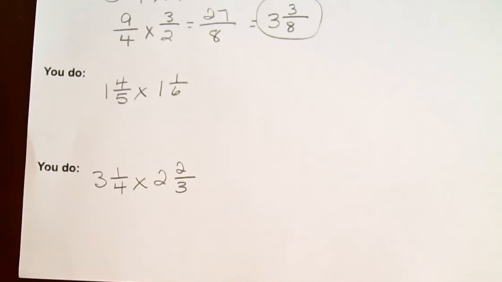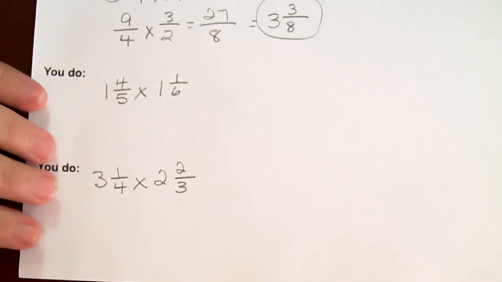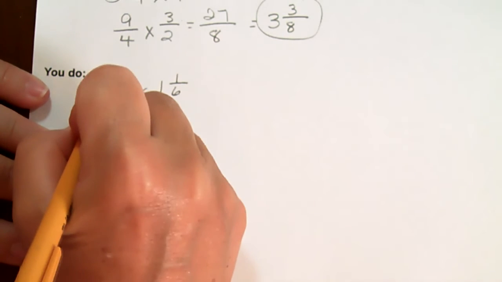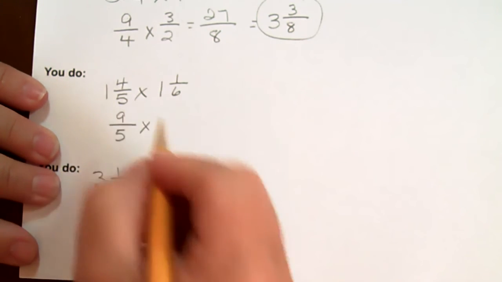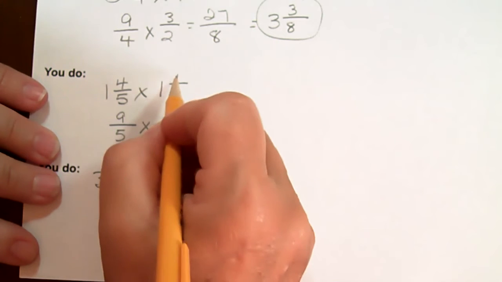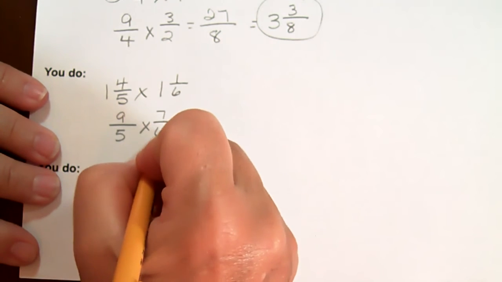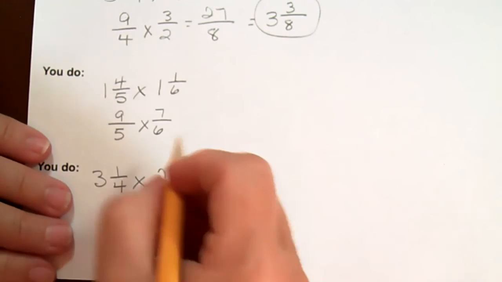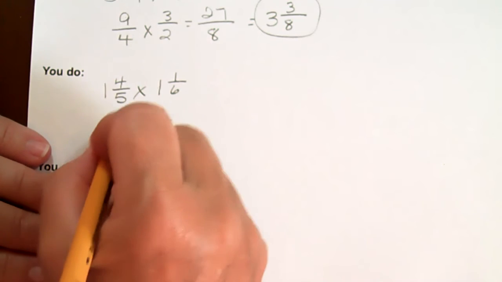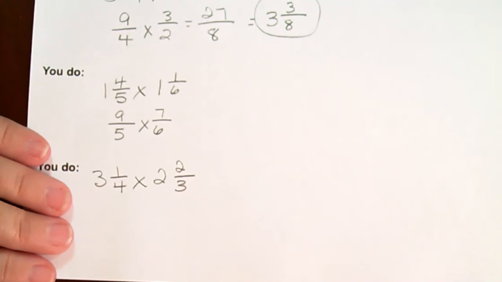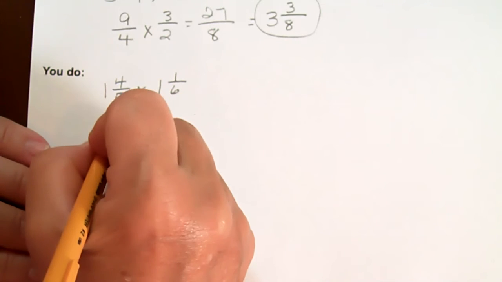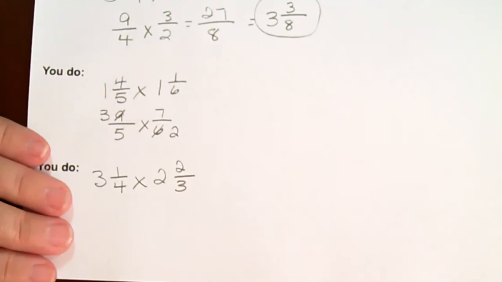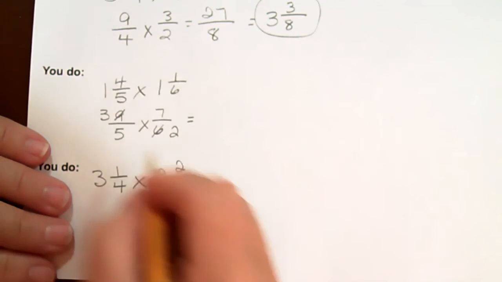All right, let's see what you got for these two problems. Remember, the first thing we need to do is change them to improper fractions. 5 times 1 is 5, plus 4 is 9. That's 9/5 times 6 times 1 is 6, plus 1 is 7, which is 7/6. And I'm going to cross cancel here like we did in a previous video. What would go into 9 and 6? That would be 3. So 6 divided by 3 is 2, and 9 divided by 3 is 3. Just makes it smaller numbers to work with.